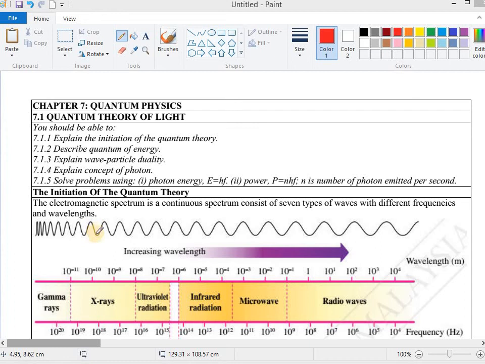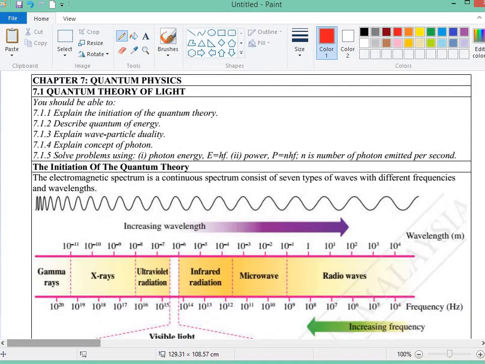Okay, Chapter 7, Quantum Physics. Topic 7.1, Quantum Theory of Light. Okay, so first, what we are going to learn is the initiation of the quantum theory. That means, what is it that starts the quantum theory? Why is it needed? Why is it that we need quantum theory?